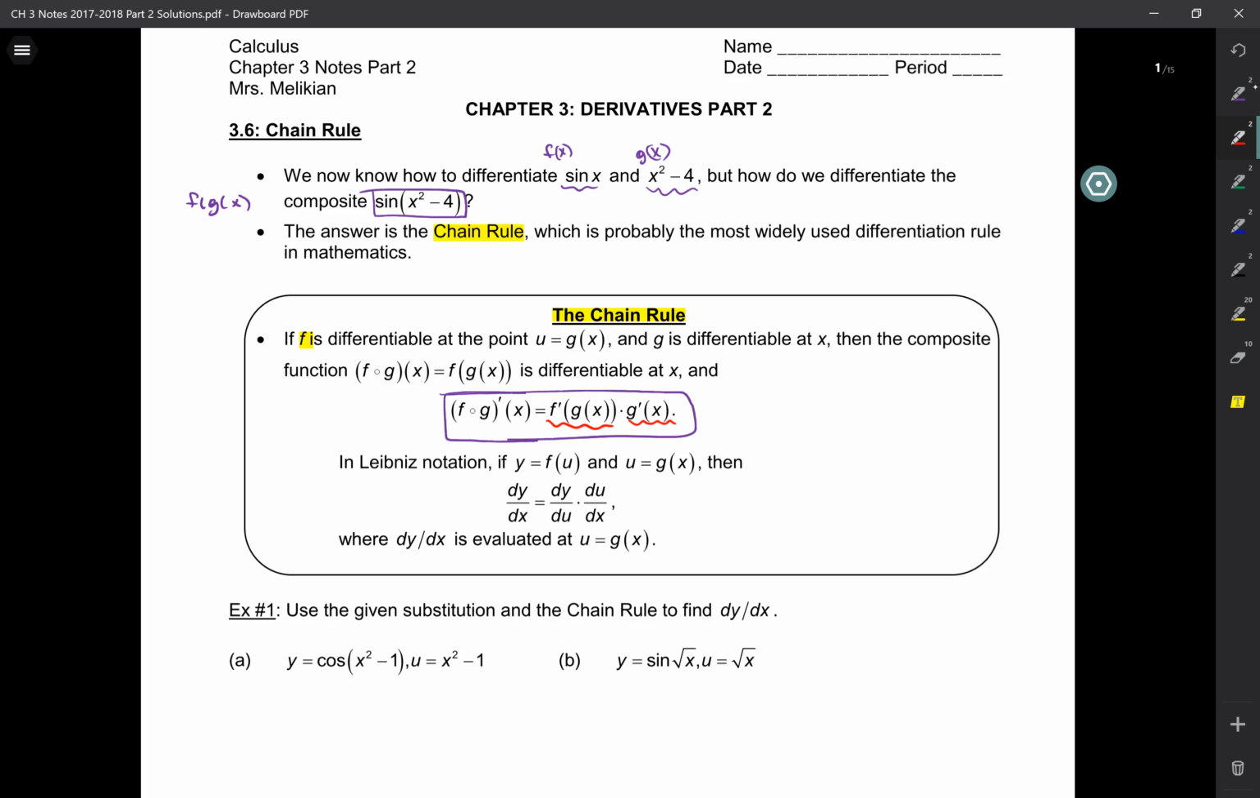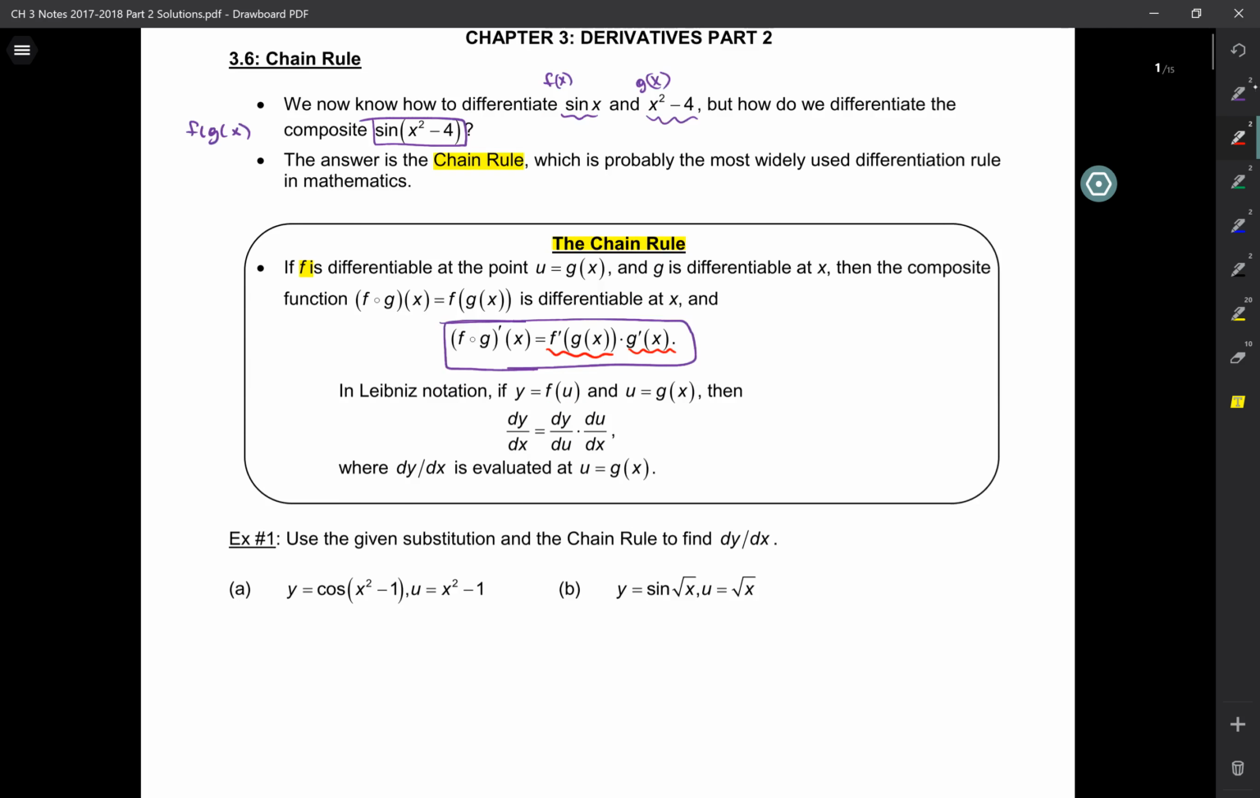My composite function is sine of x squared minus 4. If I want to take a derivative of this entire thing, you know how we composed it out of two different functions? First, you have the sine, and then you have the x squared minus 4. So what I do is I take a derivative of the sine times the derivative of the inside.